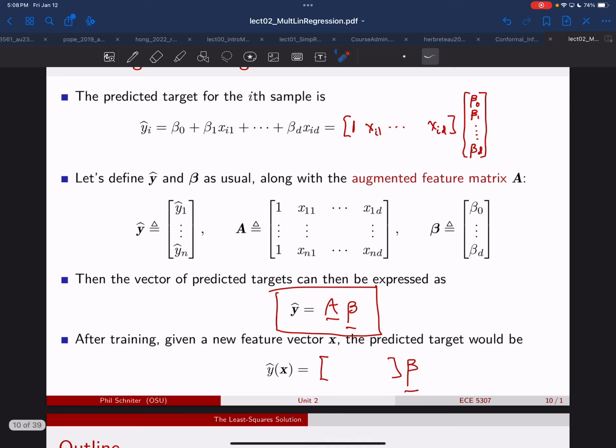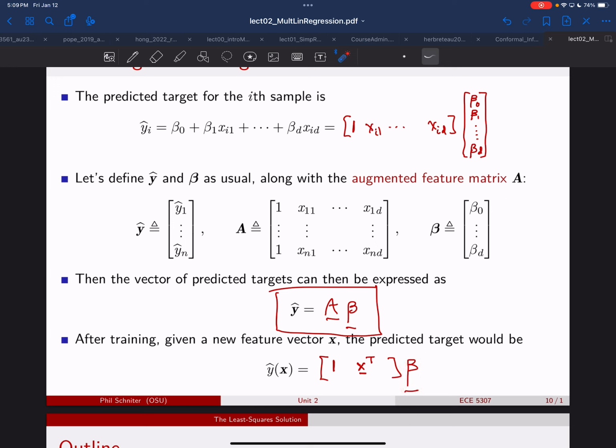What's the first element in that row vector? 1, exactly. And all the other elements are created from this x vector. And x, remember, alone would be a column vector. That's not useful here. But if I transpose it, I get a row vector. And now the dimension of this is 1 plus D, a D plus 1 long vector, that commutes with this D plus 1 long beta vector.